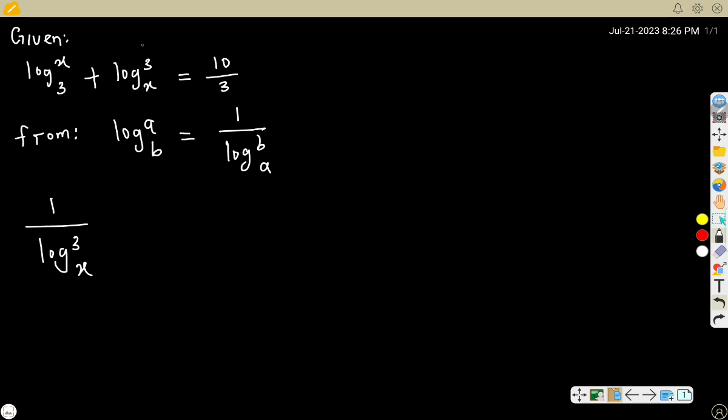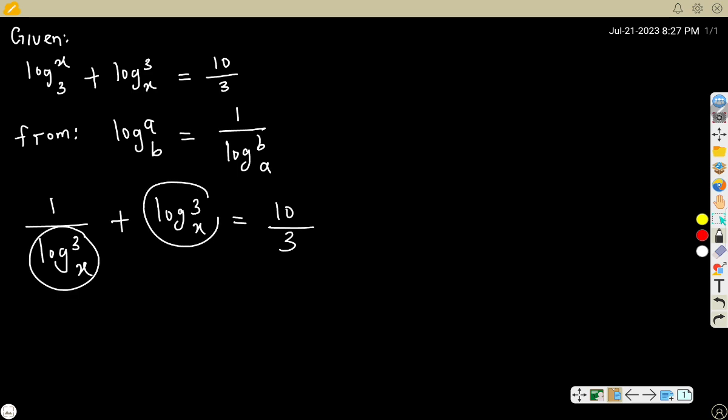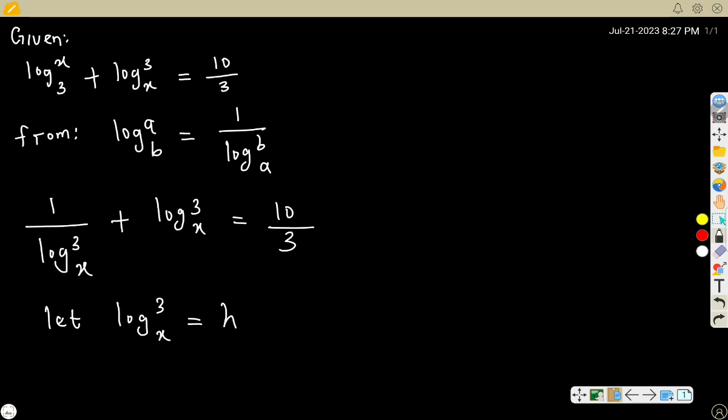Again, log x base 3 plus log 3 base x is equal to 10 over 3. From log a base b equals 1 over log b base a, I can now change log x base 3 to 1 over log 3 base x, then plus log 3 base x is equal to 10 over 3. See the usefulness now. You will notice that we now have log 3 base x and log 3 base x. So you can say let log 3 base x equal h, or any alphabet you like.